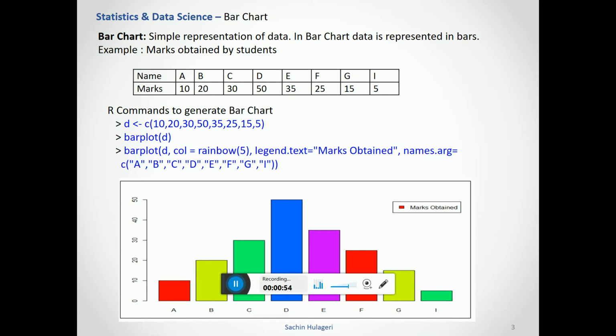First, let's see the bar chart. A bar chart is a simple representation of data. In a bar chart, data is presented in bars. For example, marks obtained by students. Student names A, B, C, D, E, F, G, H, I, and marks obtained are like 10, 20, 30, 50, like that.